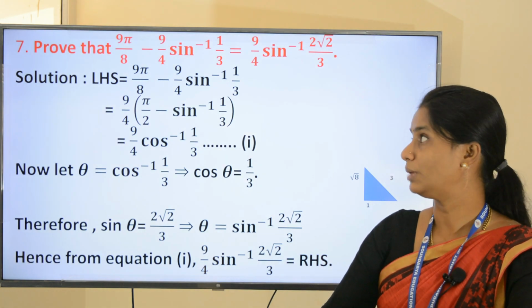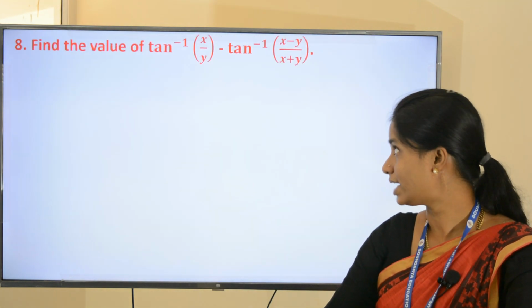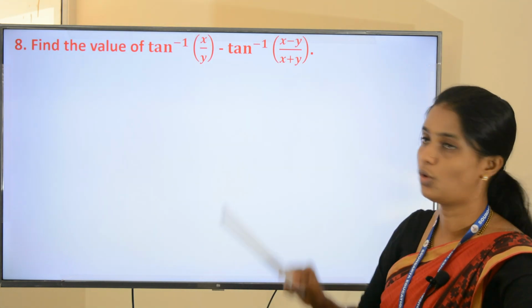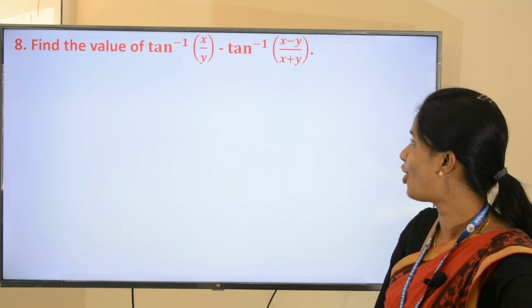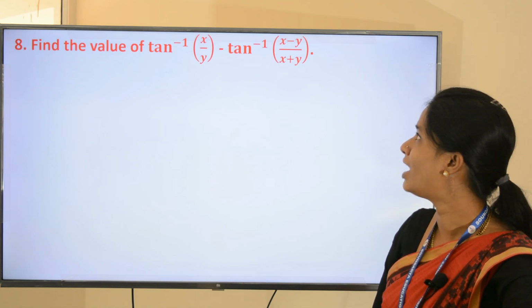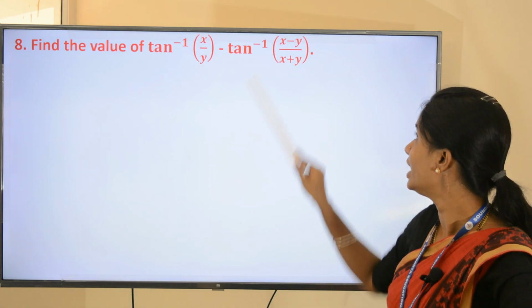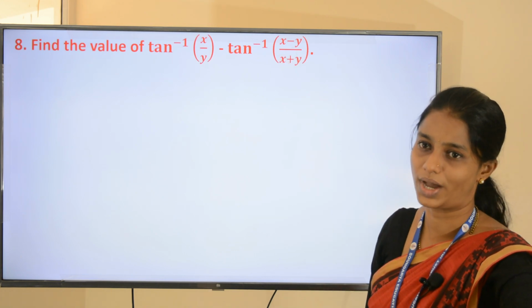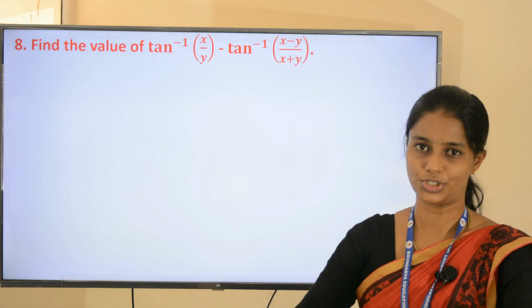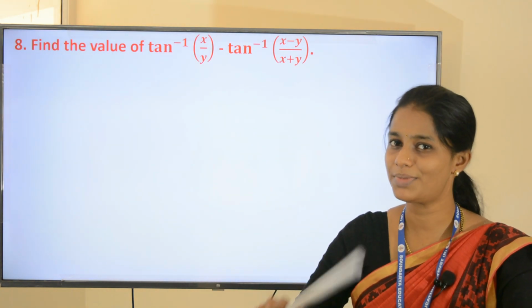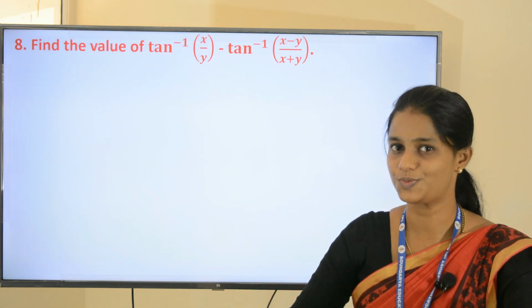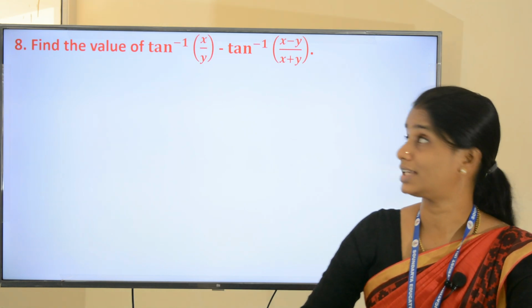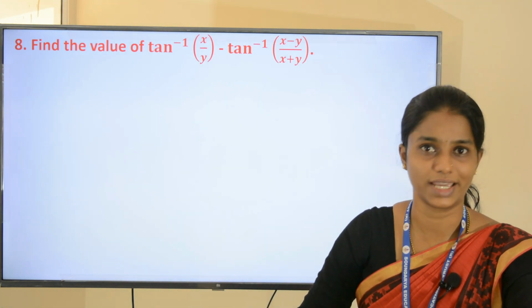Okay. Now we'll move on to the next result, students. The next question is: find the value of tan inverse of x by y minus tan inverse of x minus y divided by x plus y. Please observe this question. I hope you remember that property in terms of tan inverse. Which property, students? Tan inverse x minus tan inverse y, isn't it?